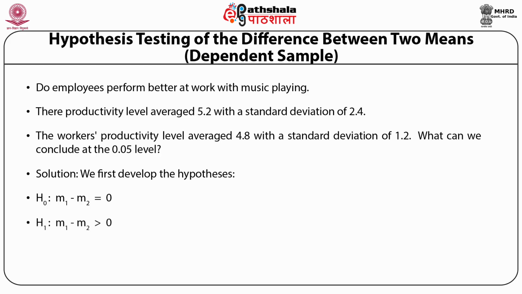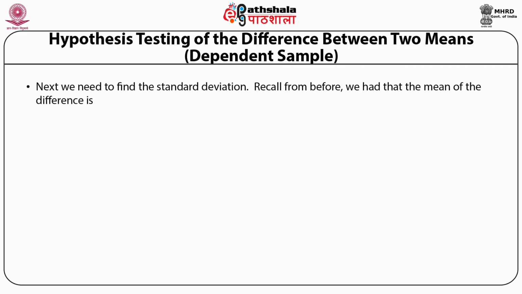And the alternative hypothesis is mu1 minus mu2 is greater than or equal to 0. It means there exists a difference between the two populations, and the productivity of one is greater than the productivity of the other population. We need to find out, again using the same procedure, x minus mu over sigma. So we need to find out the standard deviation.